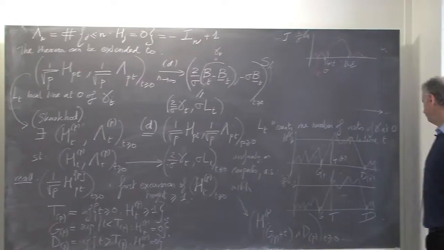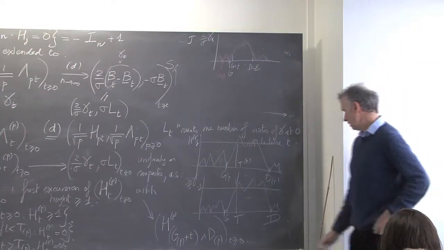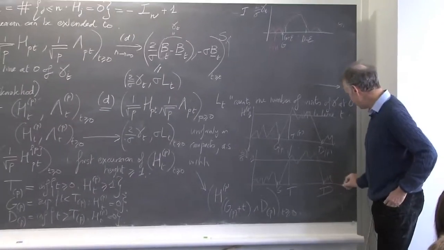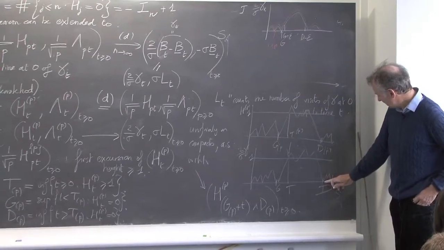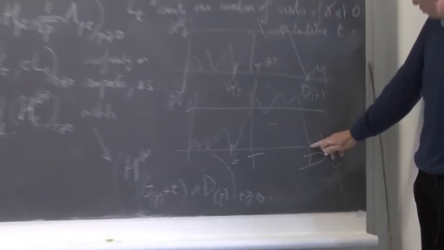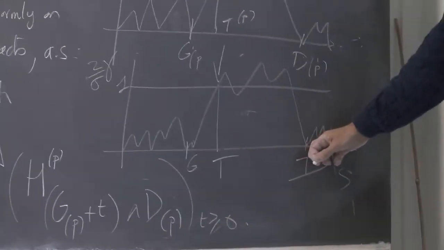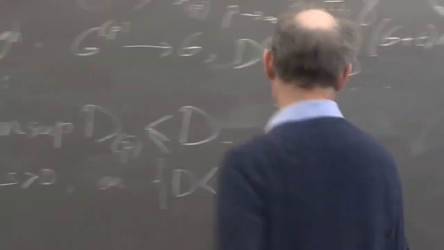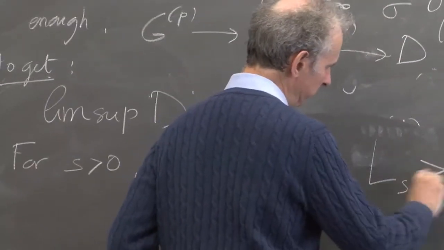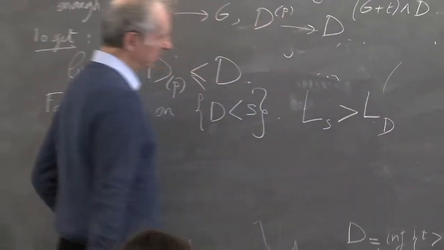Okay, so now on this event, so it means that S is going to be somewhere here. On this event, well, I use the fact that the local time at 0, this is now where I'm going to use this capital L here. The fact that the local time at 0 is going to increase immediately when I come back to 0. So the local time at 0 at S is going to be greater than the local time at 0 at D.